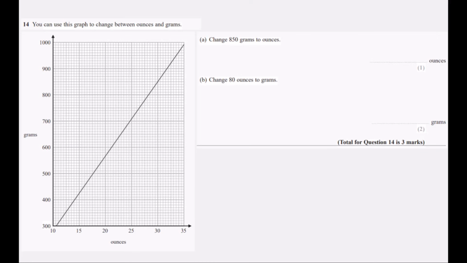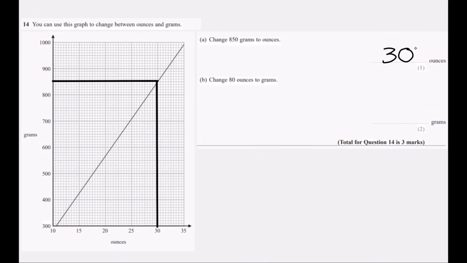Question 14. You can use this graph to change between ounces and grams. Change 850 grams into ounces. So we're going to use the graph. We've got grams going up vertically. We want 850, which is going to be halfway between 800 and 900. Go along to the line, and then down, and we have 30. So it's 30 ounces.